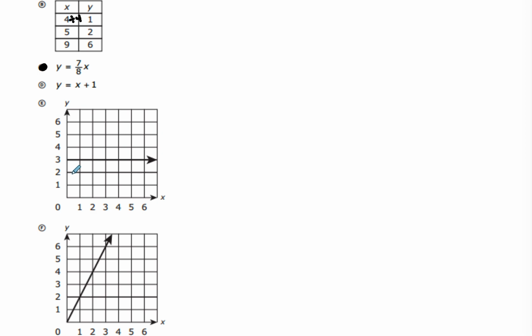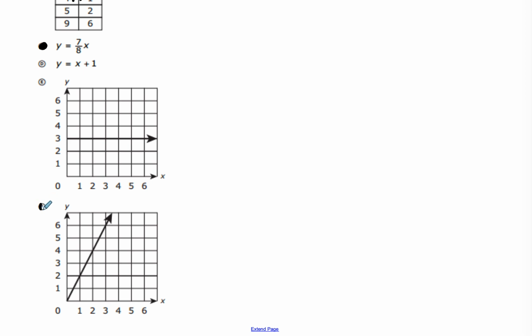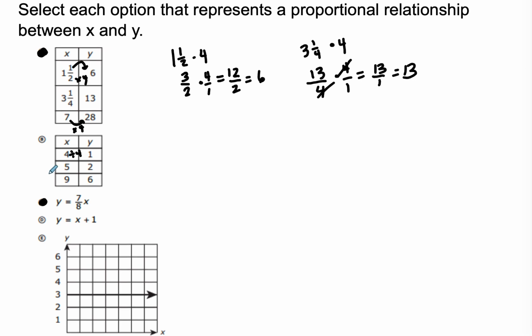All right, E. No, that doesn't work because it's not a straight line through 0, 0. F is a straight line through 0, 0, so that one works. So we have F and C and A that are all proportional.